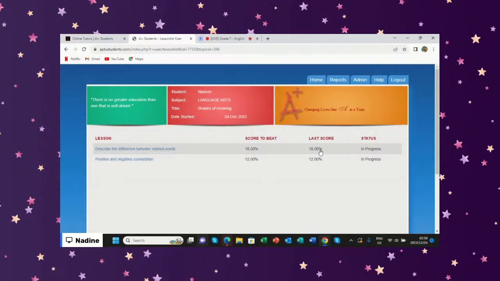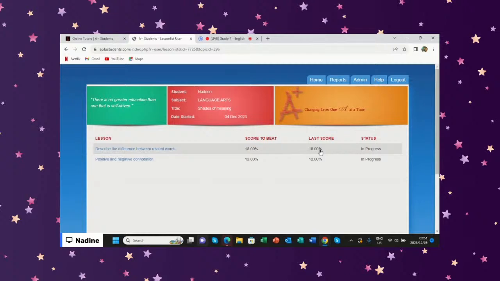All right, so that is the end of our lesson on shades of meaning. We described the difference between related words, where we can have similar words but the meanings are slightly different. We made an example of words like acquaintance, friends, and confidant. We need to know when to use those words, especially when we are writing, in order to give a more descriptive writing of that specific person or thing.